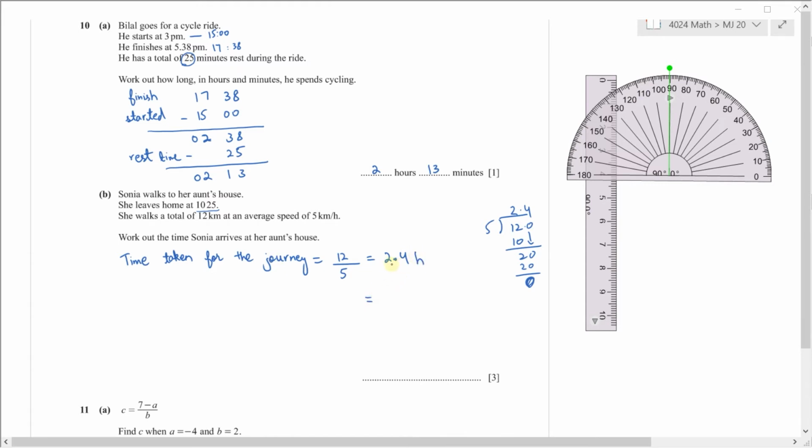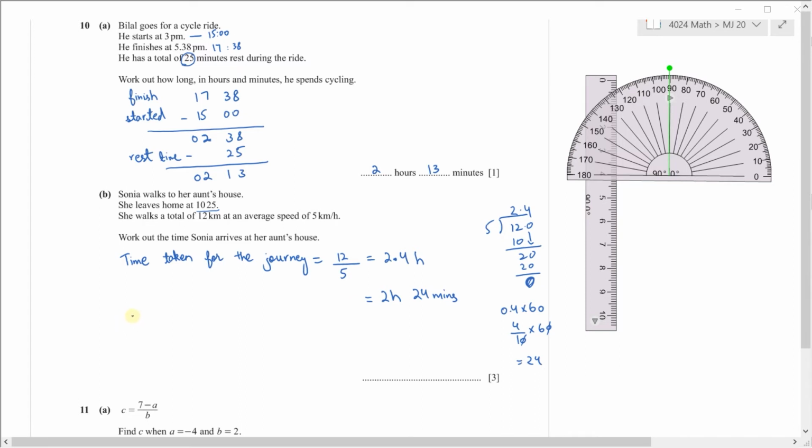I will convert this time into hours and minutes so that I can add it to the time she left the home to calculate the arrival time. So this will be 2 hours, and 0.4 into 60 will give me the minutes here. So 4 over 10 multiplied by 60, 0 cancel out, 6 times 4 is 24. So 2 hours and 24 minutes is the time taken for the journey.